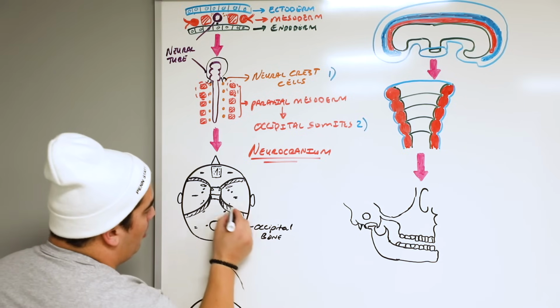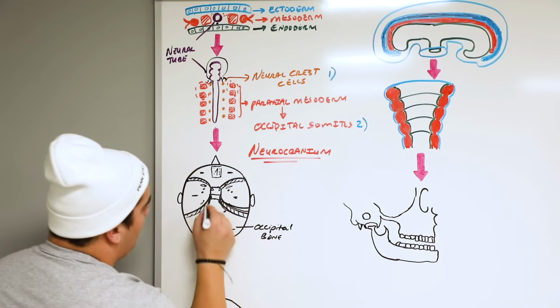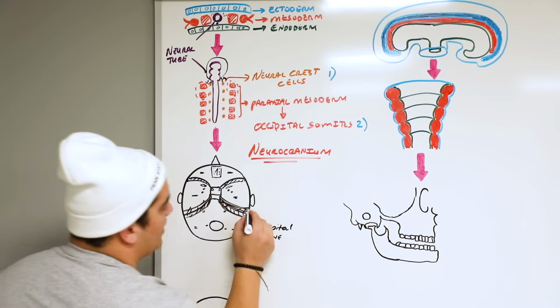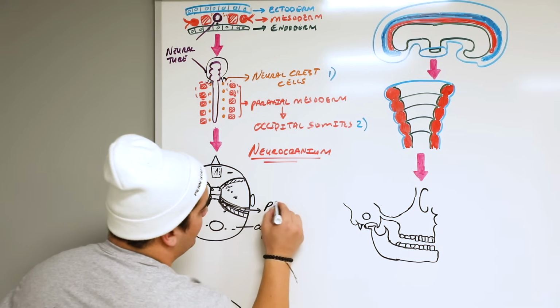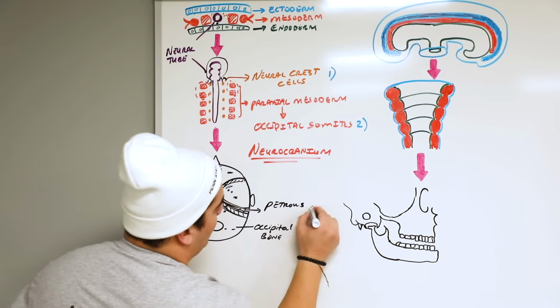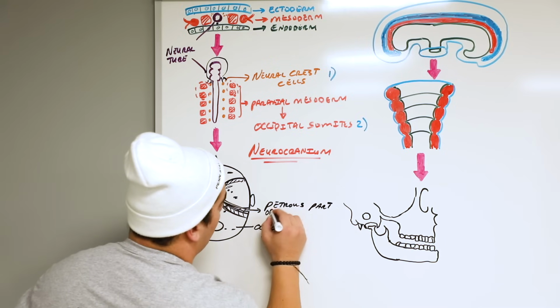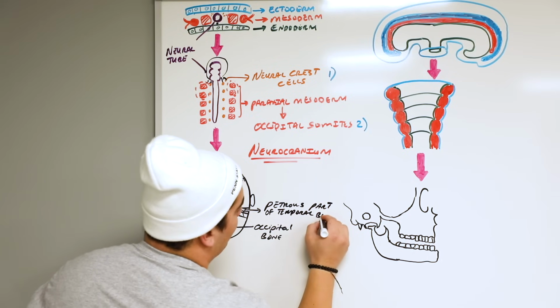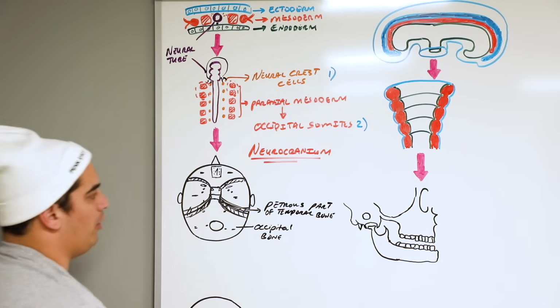You see this kind of bony part here that goes like this? This is called your petrous part of the temporal bone. What is this called? This is called the petrous part of the temporal bone. All right, so we got two bones so far. We got the occipital bone, and then we got the petrous part of the temporal bone.